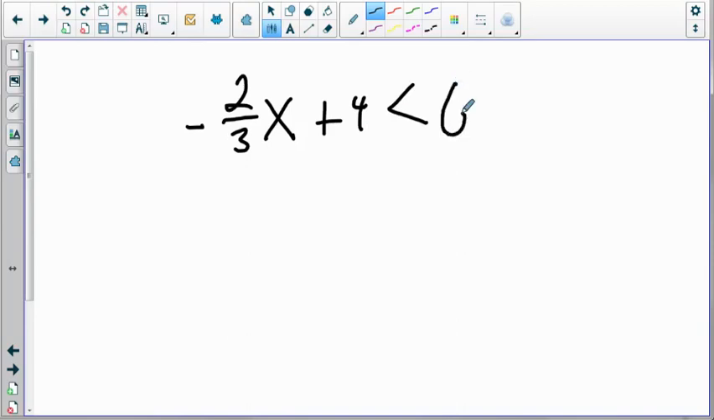This time, make it a little bit more complicated. Let's do 2/3 x. Let's make that negative 2/3 x, okay? Plus 4 is less than, let's do, I don't know, let's do 6, okay? All right. First thing I need to do is to get rid of the 4 from both sides. So I end up with negative 2/3 x is less than, what's 6 minus 4? Well, it's 2.